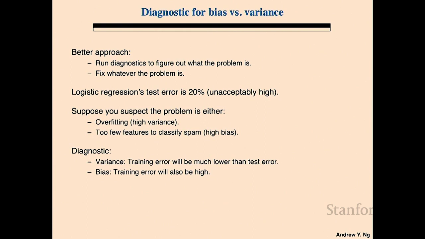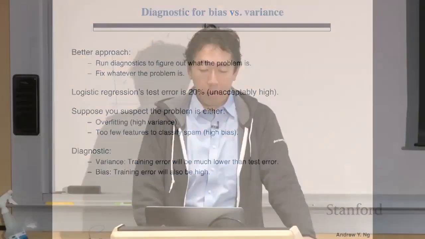So it turns out that if you have a classifier with very high variance, then on the test set, or actually, better practice, the holdout cross validation or development set, you see that the classifier has a much lower error on the training set than on the development set. But in contrast, if you have high bias, then the training error and the test set error, or dev set error, will both be high. So let me illustrate this with a picture.